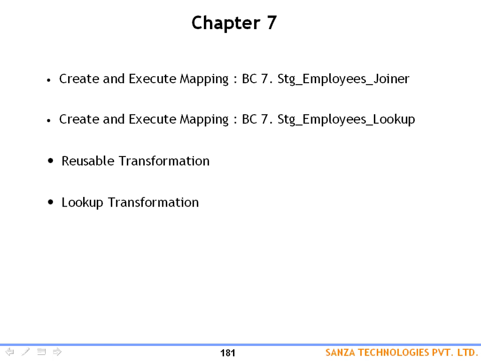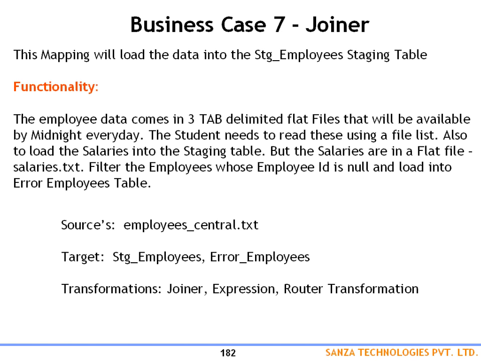Now we are going to discuss chapter 7, loading data into the STG employees table using joiner and lookup transformations. We will discuss the reusable transformation and also the lookup transformation. Let us take business case 7. Based on this mapping, you have to load the data into the STG employees table. And if the employee ID coming from the source is null, you need to load the data into the error employees table.